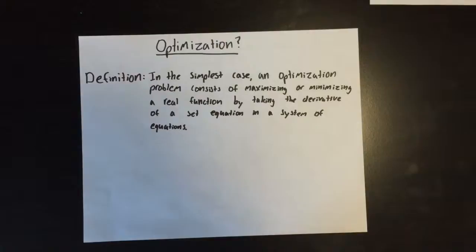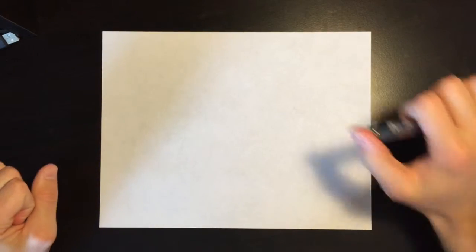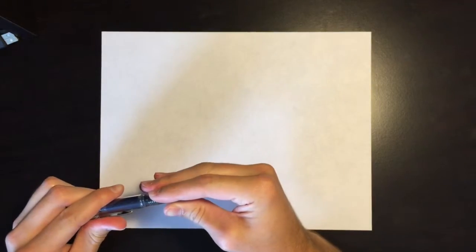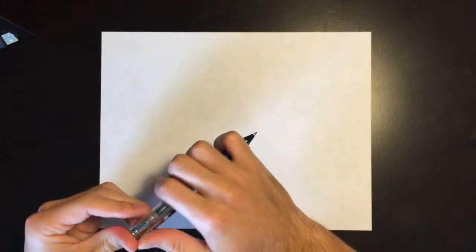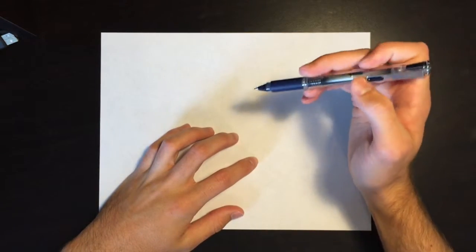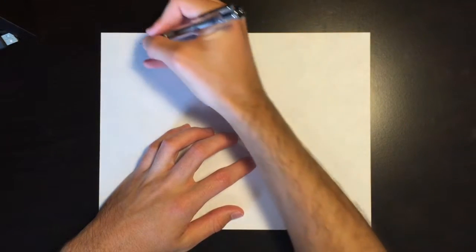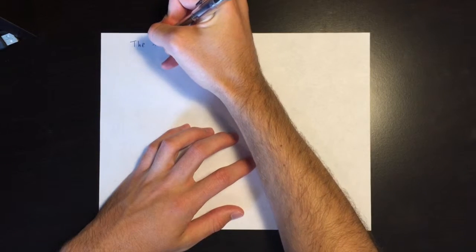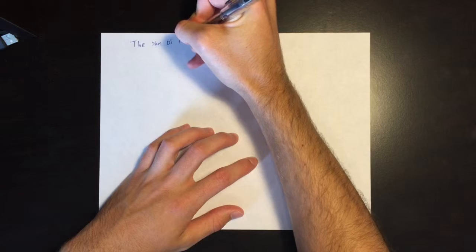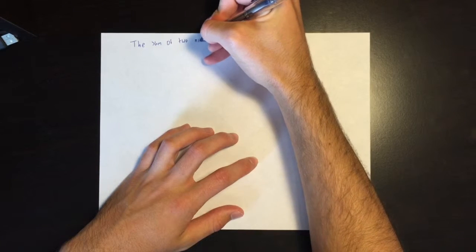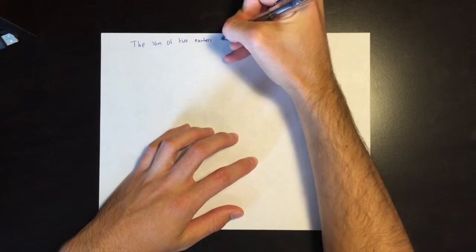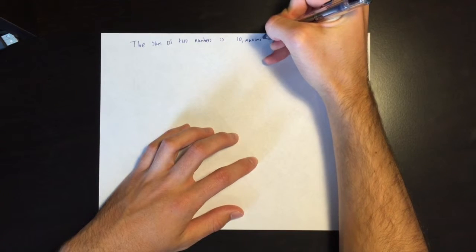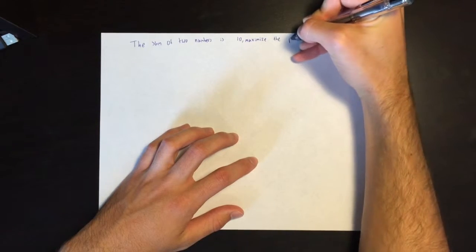Nonetheless it is an optimization problem. Alright, for our first optimization problem, I'm going to show you one of the most simple optimization problems, and it's usually a pretty good introductory one because it's a problem you've done in the past, although this time we're going to take a calculus approach to a typically algebraic problem. And the problem we're going to do is: the sum of two numbers is 10, maximize the product.